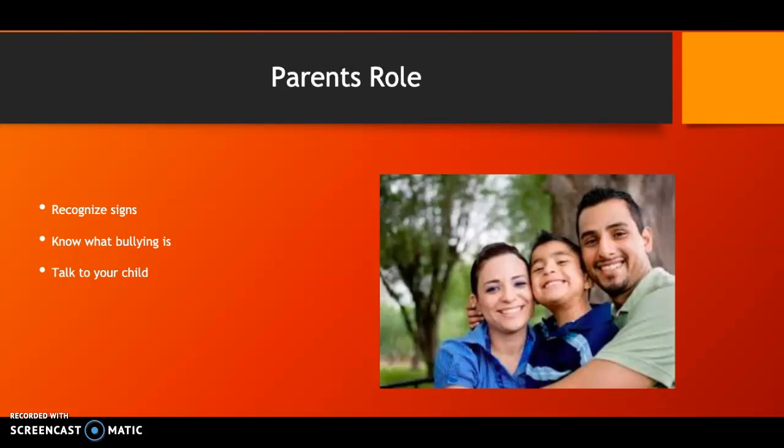Parents also have a strong role in bullying. They need to recognize the signs of bullying and when their children are being bullied, such as mental health issues. They need to know what bullying is and its different forms, like cyber and verbal. They need to be able to have an open line of communication with their child and talk to them about the issues they may be having with bullying or about being bullies themselves.